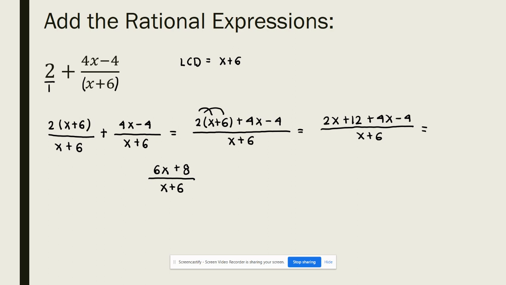Last step is to do what we just did in the previous slide. Try to simplify down if at all possible. And in order to do that, you have to have everything as factored as possible. The numerator can factor because there's a GCF. If I take out that 2 that they have in common, it leaves you with a 3x plus 4. The denominator of x plus 6 can't be factored because there's no common factor on both the top and the bottom. I'm not able to simplify anything down any further. This would be my final answer.